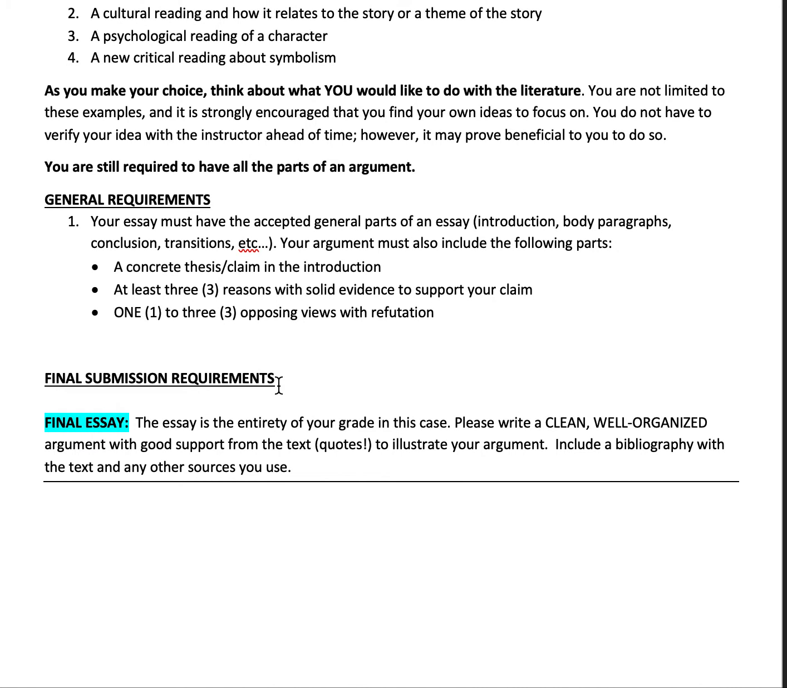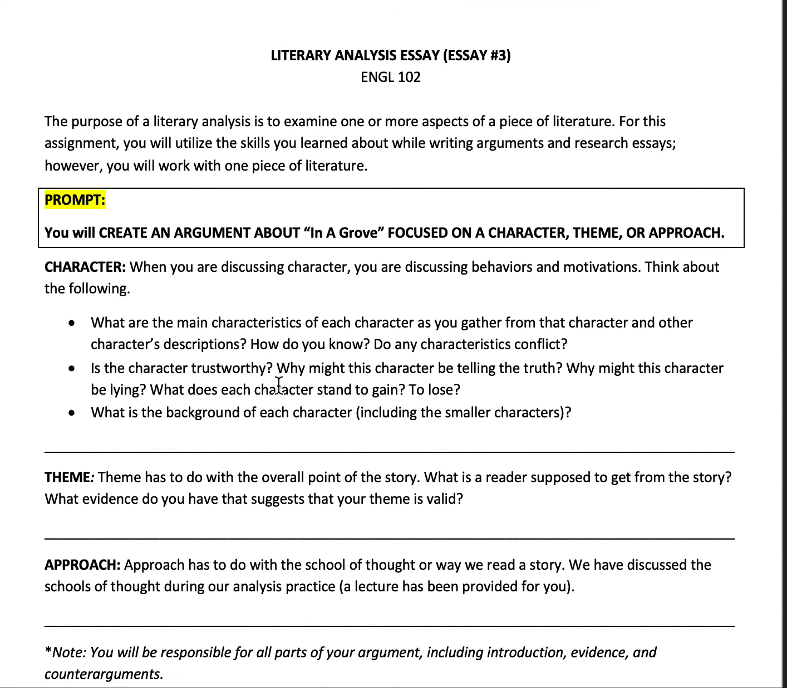So as I said, the final submission is just going to be your essay with the bibliography. And make sure, like I said, you have lots of good evidence throughout the essay in the form of quotes from the short story that show that evidence or that topic. And if you have any questions, let me know. Otherwise, have fun with it. Choose something that's really and truly of interest to you. And let me know if you have any questions.